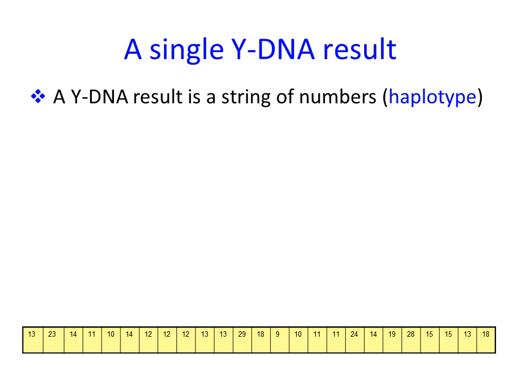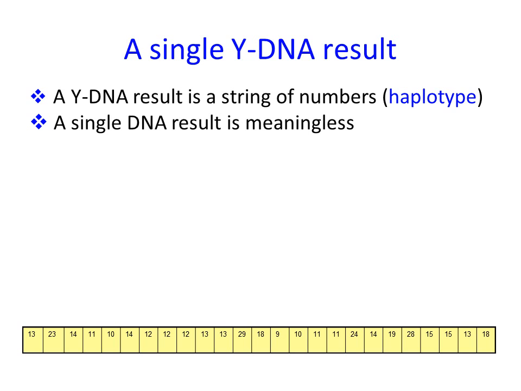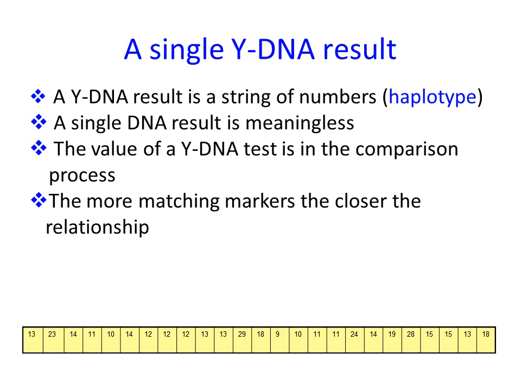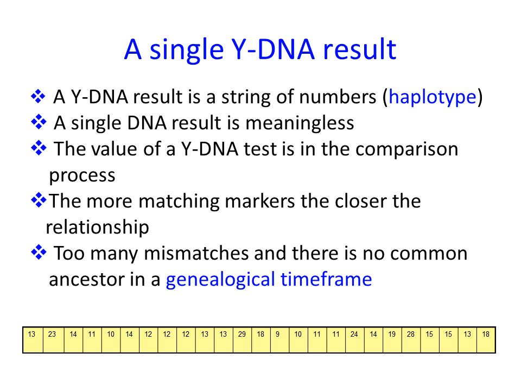When you get your DNA results, what you get is this string of numbers like this, and the technical name for this string of numbers is a haplotype. Now, one DNA test result on its own is actually pretty meaningless. The whole value of the test is in the comparison process, and in simple terms, the more matching markers that you have with someone else, the closer the relationship. And if there are too many mismatching markers, then you know that there is no common ancestor in a genealogical time frame on that all-male line.